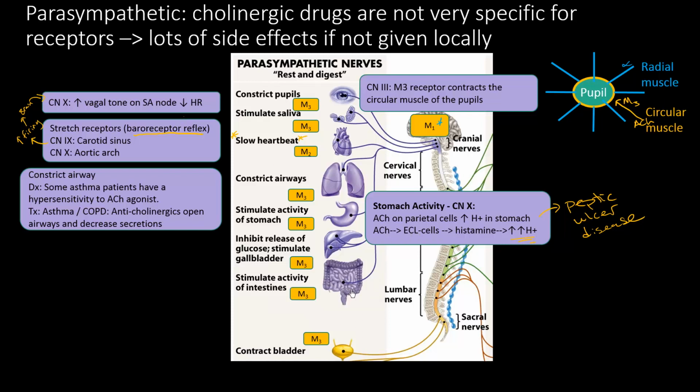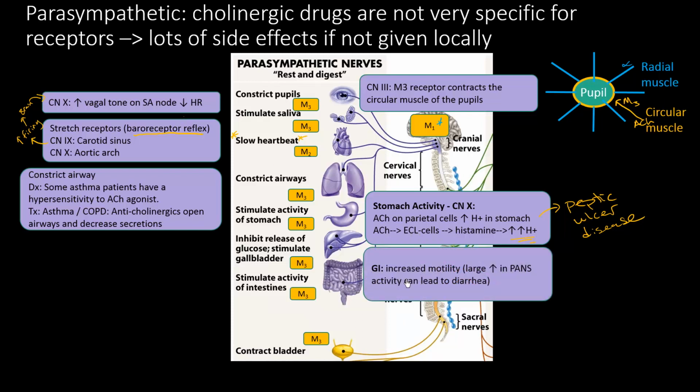Coming back down here to the intestines, GI activity, increased motility. So one potential place you might see this is a patient who takes a drug or a toxin that causes a large increase in parasympathetic activity. What might happen? Well, you would see that it causes diarrhea.